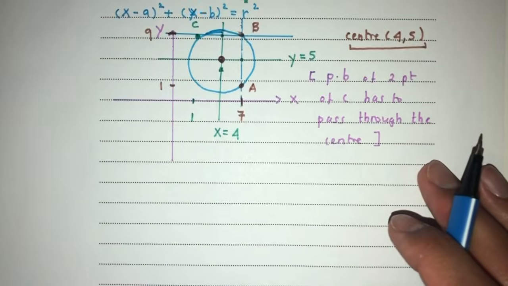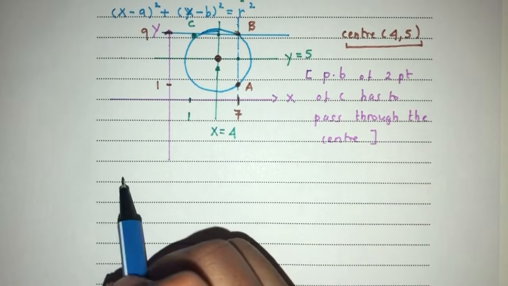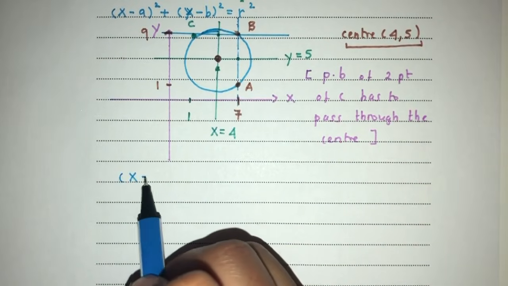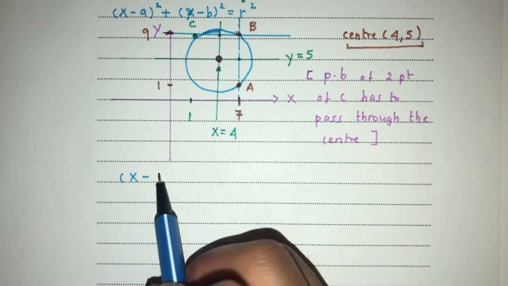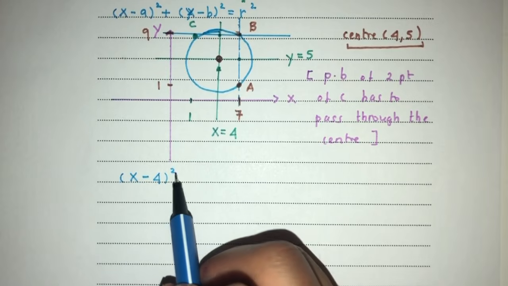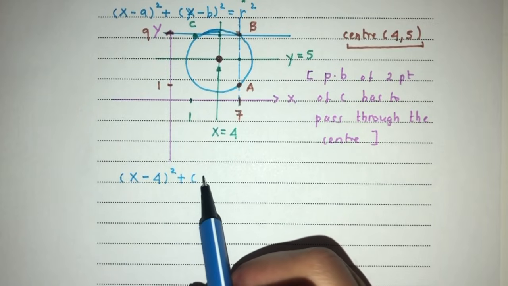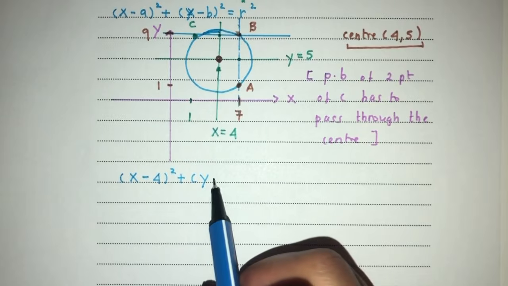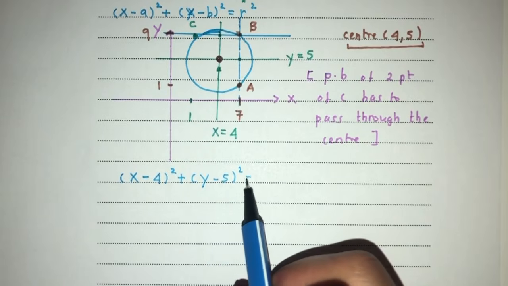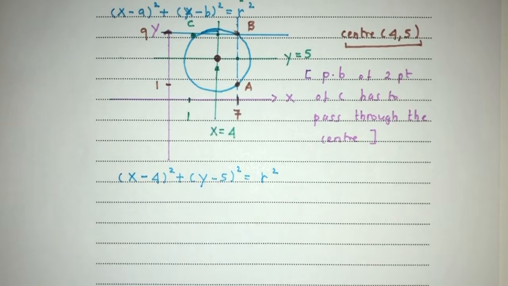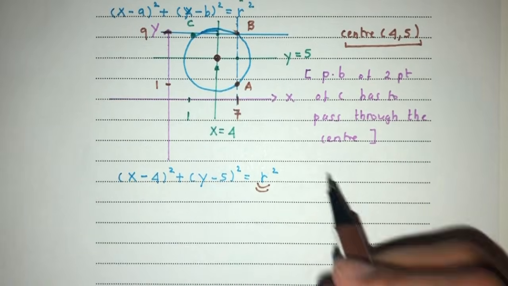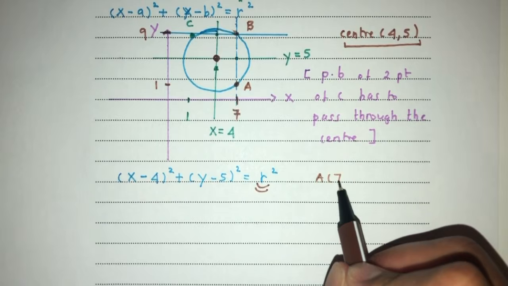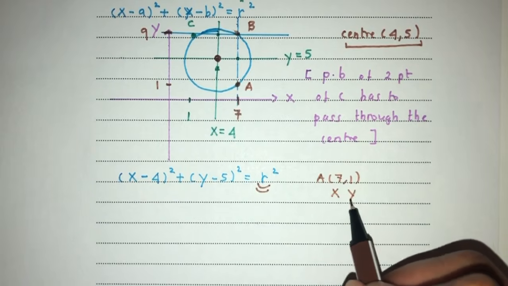Okay, so now we know that. What do we know? Replace back in your equation x minus, this is the x value, that will be 4 squared, and here we have the y value, so that will be y minus 5 squared equals r squared. So we still have to find the value of r squared. To find that, we just use one point on the circle. Let's use the point A, 7, 1. This is my x value and my y value.